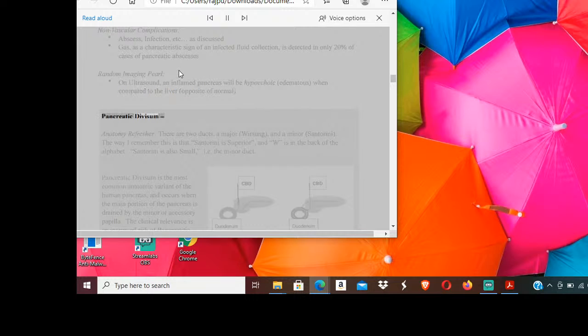Pancreatic divisum. Anatomy refresher. There are 2 ducts. A major, Wirsung, and a minor, Santorini. The way I remember this is that Santorini is superior, and W is in the back of the alphabet. Santorini is also small, i.e. the minor duct.